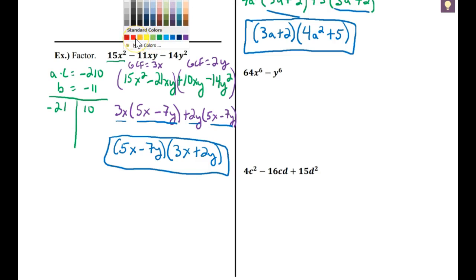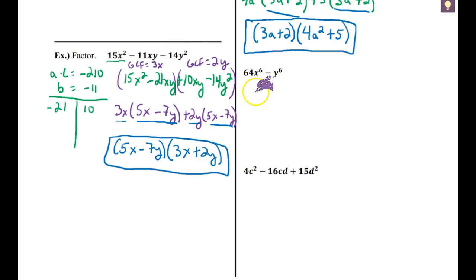Alright, let's try another color for the next one. So now I look for GCF, I don't see one. I count the number of terms. 1, 2. 2 terms. The first thing I ask is, are they a difference of squares? Yes, 64 is a perfect square. These are even exponents, so those are perfect squares. So I'm going to break it into my 2 difference of squares.